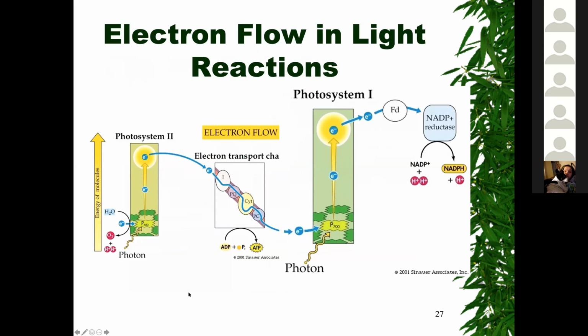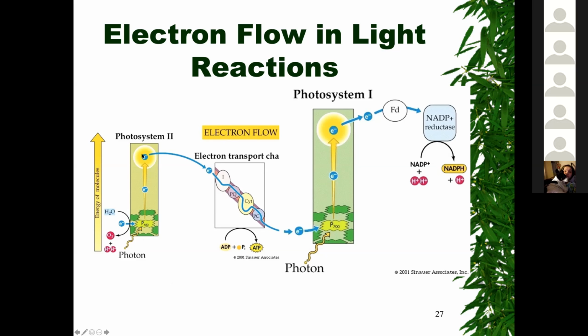Okay, the next few slides I think are pretty much a review. We're almost out of time. Review of what we've gone over so far. So in the light reaction in the thylakoids of the chloroplast, you have a photon of light coming in. It's intercepted by a pigment. In this case, it's called P680. And this is photosystem 2.